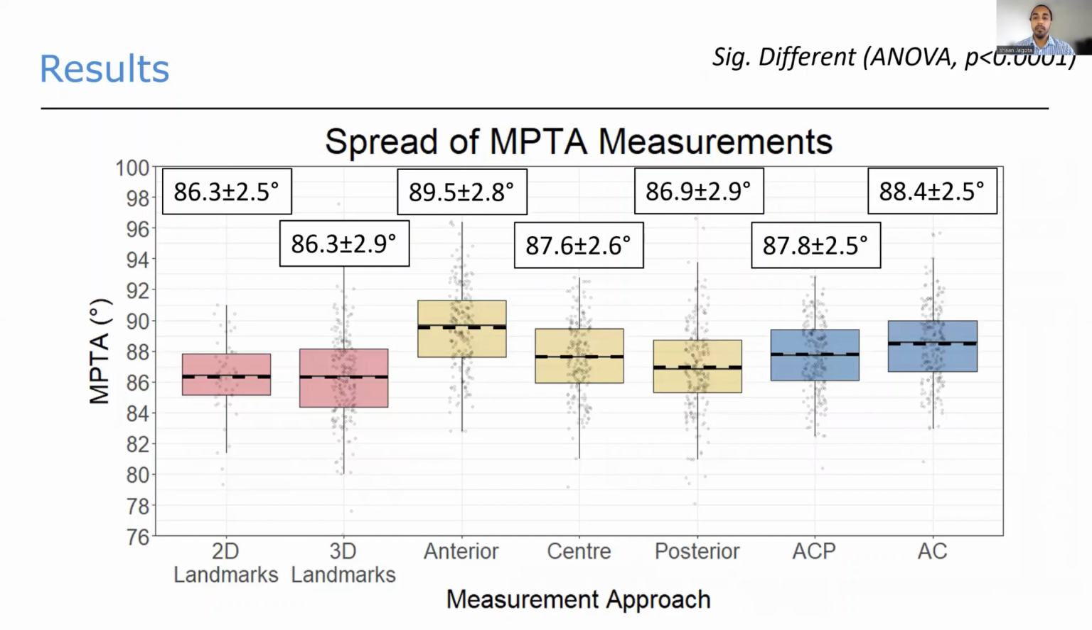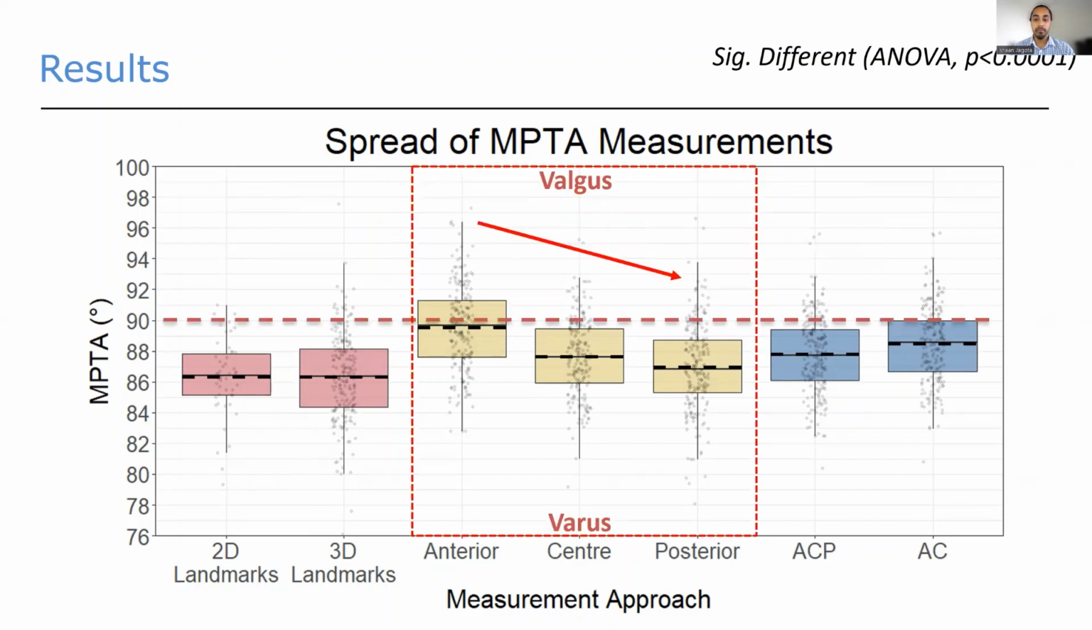Comparing this to the remainder of the results, it can be observed that the regression methods, in yellow towards the center of the chart, result in a relatively more neutral MPTA measurement. This is expected because now we're considering the 3D topology of the proximal tibia as opposed to 2D landmarks or 3D landmarks.